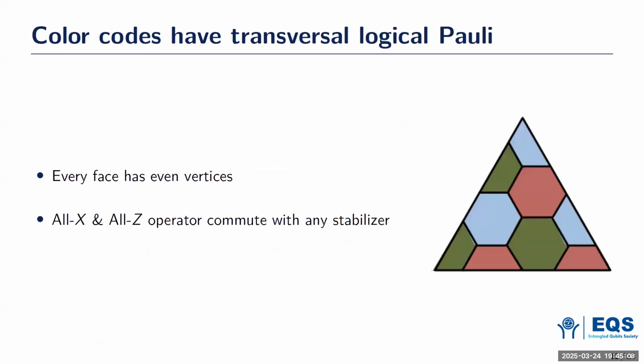Like Steane code, color codes have transversal logical Pauli operators. And since every face has an even number of vertices, all-X and all-Z operators commute with any stabilizer. So all-X and all-Z operators can be the logical X and Z operators.